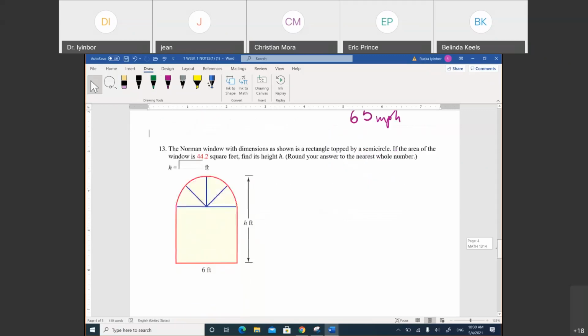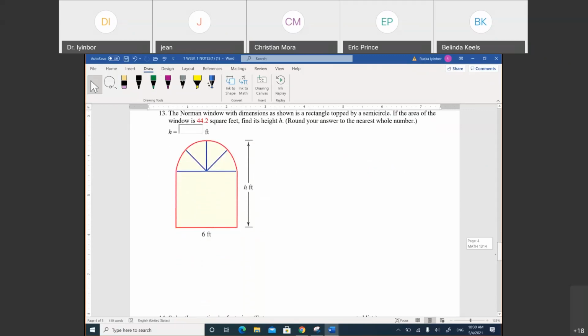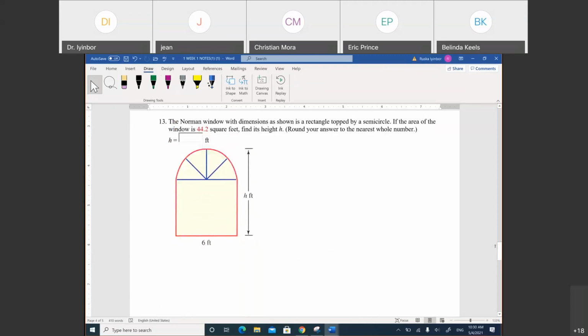Going to the next one, number 13. We have this pretty window. They give you the dimension. They give me the area. 44.2 is the area. We need to find the height. Okay? So we have this base is 6 feet long. And it's the dimension, we have rectangle and semicircle. So if this is 6, the side down here is 6, this side is also 6, right?